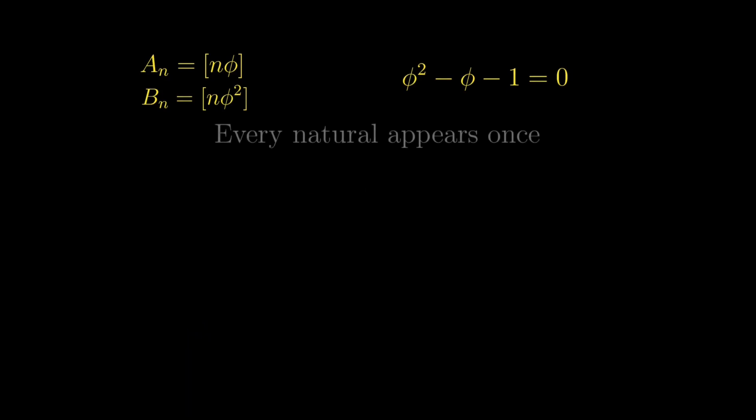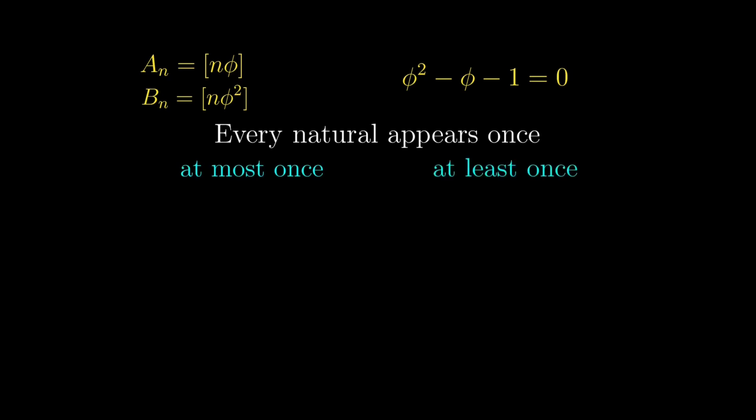What about the other rule that every natural number except for 0 appears exactly once? We will prove they appear at most once first, then prove they appear at least once. Combining these two will give the exactly once rule above. We go for the at most once part first. We first need to rewrite this quadratic.